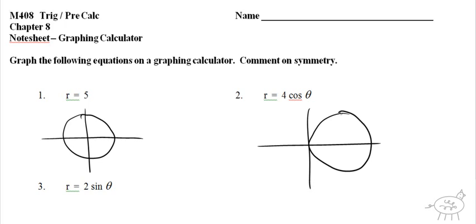The one thing I want you guys to see about symmetry, it says comment on symmetry. What is it symmetric about? It's symmetric about the x-axis, isn't it? Interesting. Well, keep that in your mind, okay? And also keep in mind this nice little word, cosine here. So 4 cosine of theta is symmetrical about the x-axis.